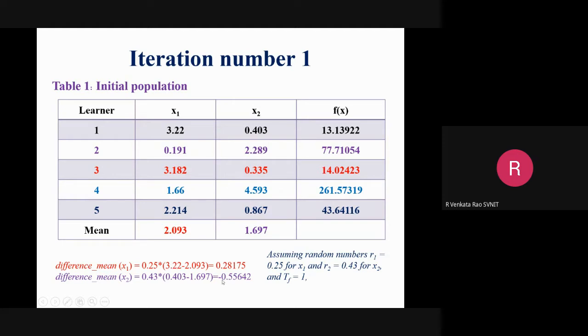For example, what is the new value of x2? That is the old value of x2, 0.403, plus minus 0.55642, because the difference mean x2 is negative. So the new value of x2 here is 0.403 plus minus 0.5564. And the new value of x2 for learner 2 is the old value 2.289 plus minus 0.5564. That way the calculation goes on. In simple words, the difference mean x1 is added to the x1 column, and the difference mean x2 is added to the x2 column. By doing that, we have got table 2 with the modified values.